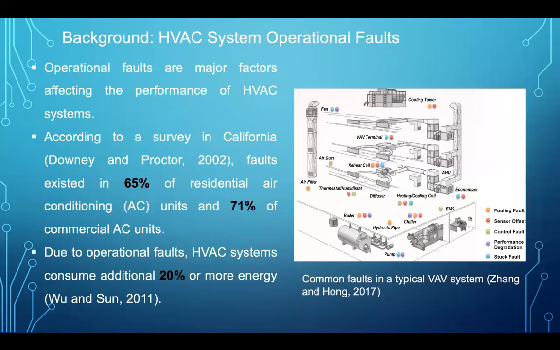Currently, operational faults are the major issues affecting the performance of HVAC systems. According to a survey in California, 65% of residential air conditioning units and 71% of commercial air conditioning units involved faults. Typical HVAC faults contain control faults, sensor faults, AHU faults, chiller faults, and etc. Due to these operational faults, HVAC systems consume additional 20% or more energy.